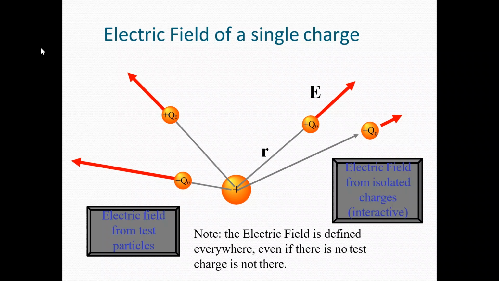The electric field of a single charge is defined everywhere, even if the test charge is not there. Electric field from an isolated charge interacting with a charge Q naught: E is the electric field, R is the distance.